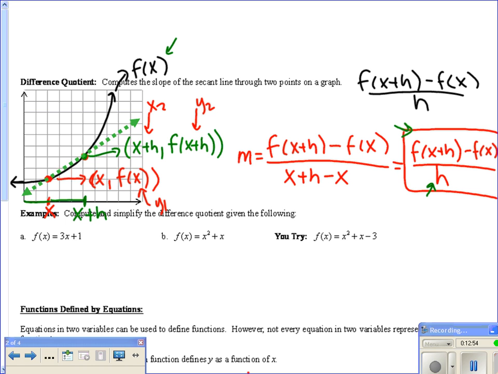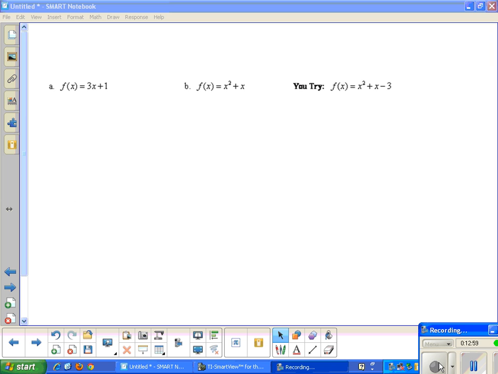And again, notice this is just a variable in the equation when we have h right there. So let's go ahead and practice these. So for each of these, we are going to compute and simplify the difference quotient given. For the first one, we have 3x plus 1. So first of all, I would write down my difference quotient.